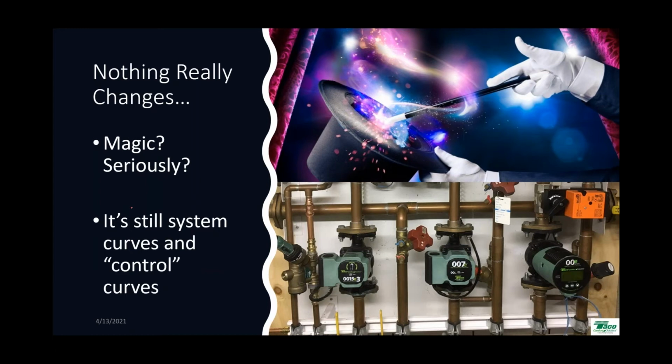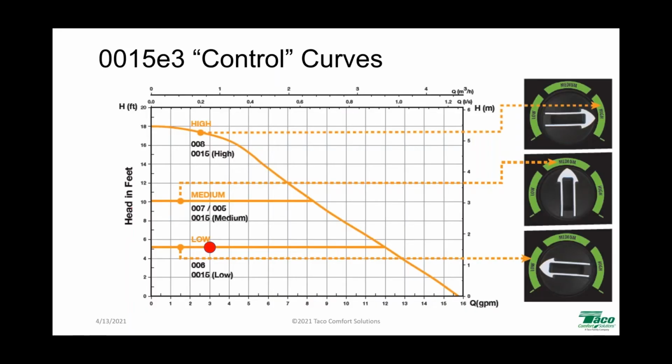Control curves, because this circulator is controlled by a little bit of a brain, by some microchips. You get to determine its performance level. You get to determine how it operates and where it operates. And understanding how and why that works is going to help you get the most out of the system. So it's still system curves and control curves, and those points of intersection still apply with variable speed circulators.